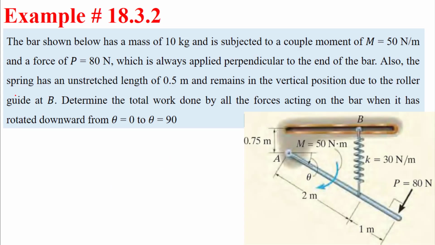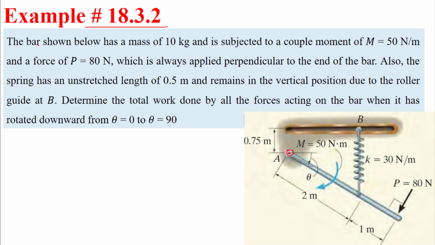So here is another problem, problem 18.3.2. In this problem, the bar is shown below. Here we have a bar, as you can see, and this bar is hinged from point O. So this point is fixed. It has no velocity, but the bar can rotate about it.